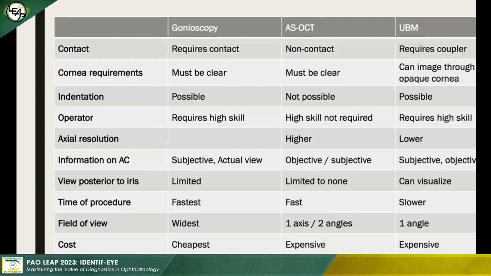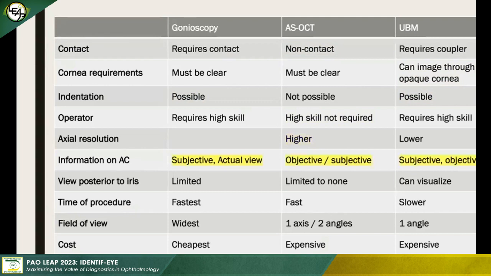So it's just a very broad side-by-side of gonioscopy, anterior segment OCT, and UBM. If comfort is the only concern, then anterior segment OCT is a non-contact procedure, so it has a slight edge there. For instances where there's opaque cornea, UBM has a leg up. But gonioscopy and UBM have the added benefit of being able to perform indentation. Anterior segment OCT, you don't need a lot of skill to perform this, and it has very good resolution compared to UBM.